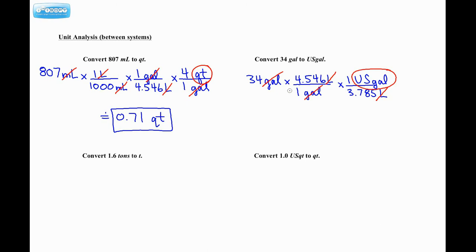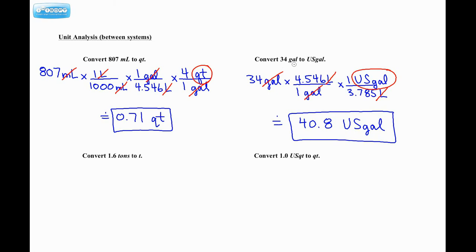So we take our calculator, 34 times 4.546, and then I divide it by 3.785, and I get approximately 40.8 U.S. gallons. Okay. And that should make sense, because remember, an Imperial gallon is slightly larger than an American gallon. So if I have 34 Imperial gallons, I should have more American gallons.